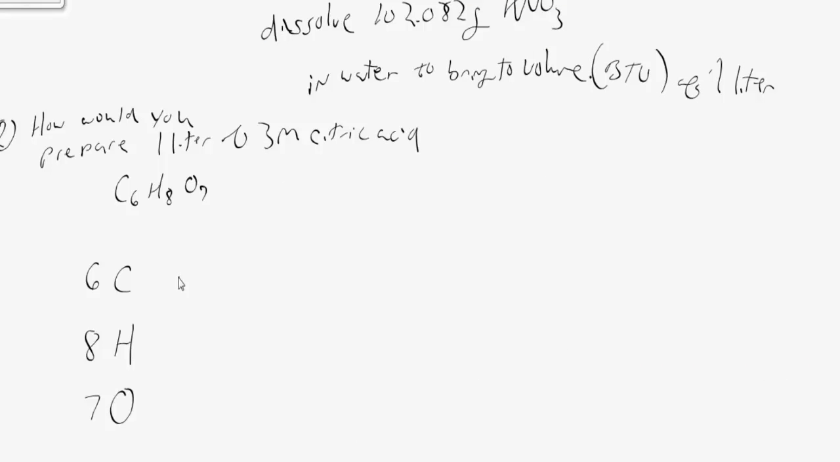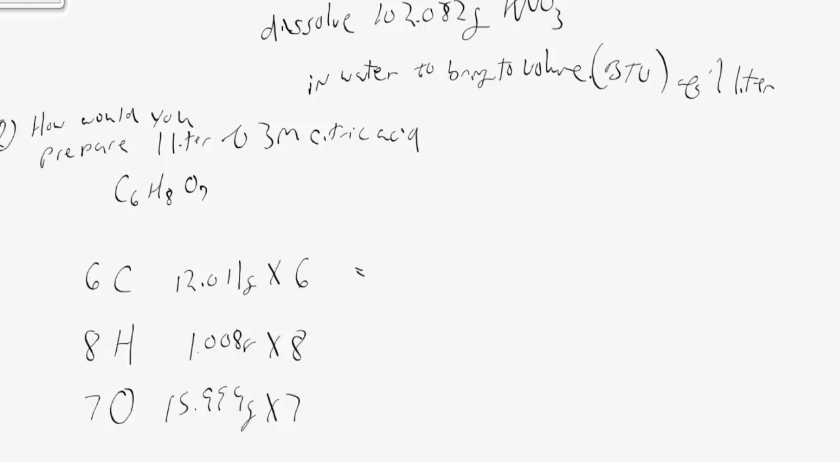So we just say carbon was 12.011. Hydrogen was 1.008, and oxygen is 15.999. So then we're going to times them how many we have. We've got 6 of those, 8 of those, and 7 of those. So these are in grams. Put my units in.